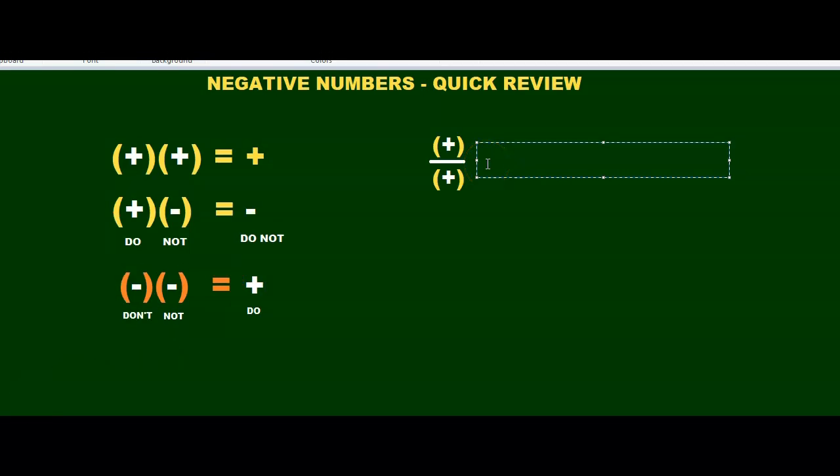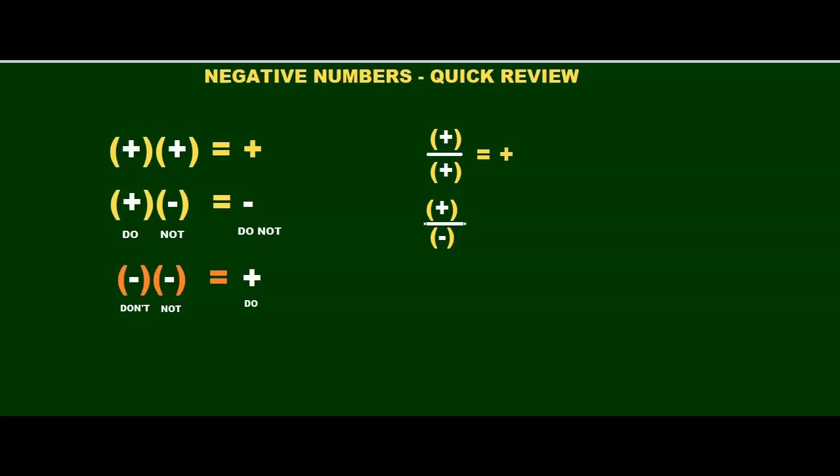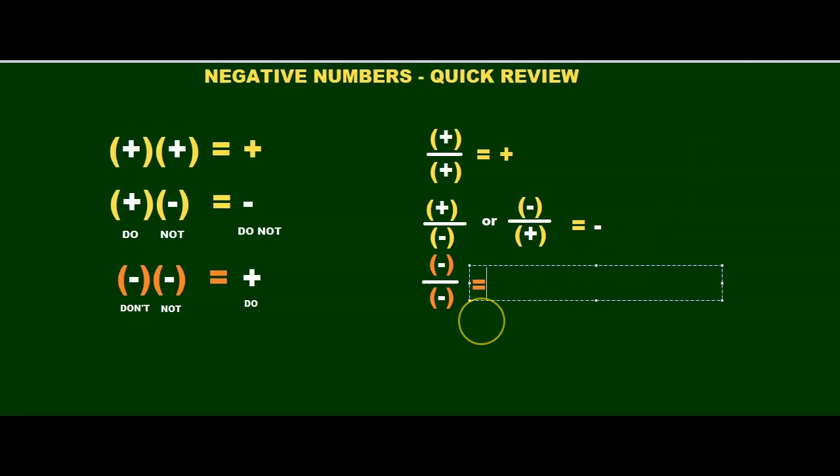When you talk about dividing a positive by a positive number, you get a positive number, just as you would when you are multiplying it. Similarly, when you divide a positive number by a negative number or a negative by a positive, you get a negative, just as you would when you multiply a positive by a negative. Finally, when you divide a negative by a negative, you will once again get a positive as you did from multiplying a negative by a negative.